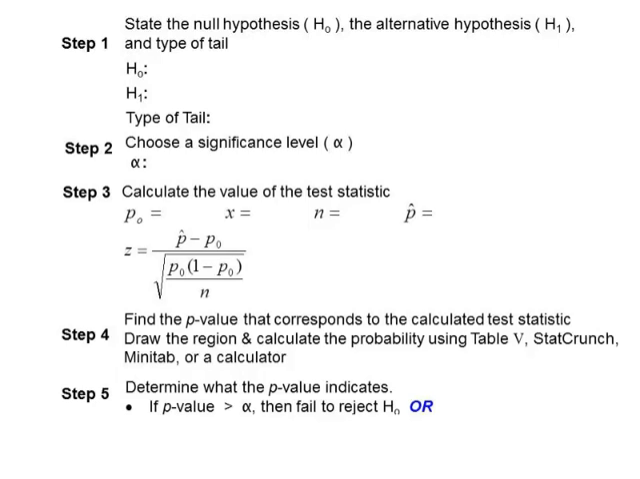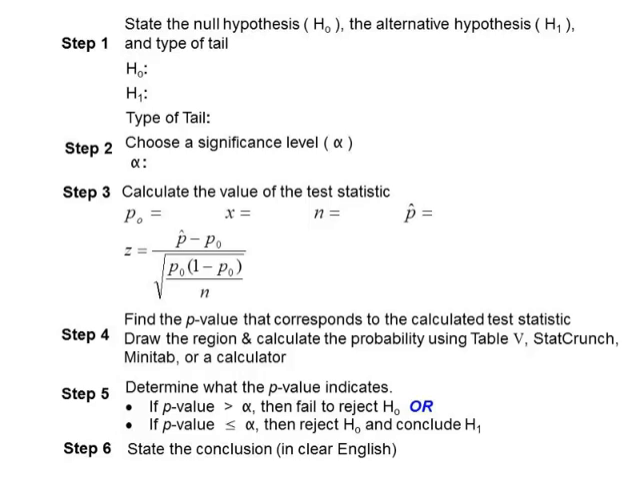If the p-value is greater than alpha, we fail to reject the null, or if the p-value is less than or equal to alpha, we reject the null and conclude the alternative. So when the p-value is low, H0 must go. In step number 6, we state the conclusion of the test in clear English.